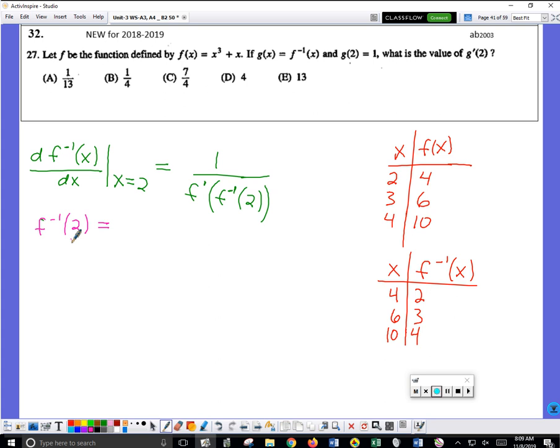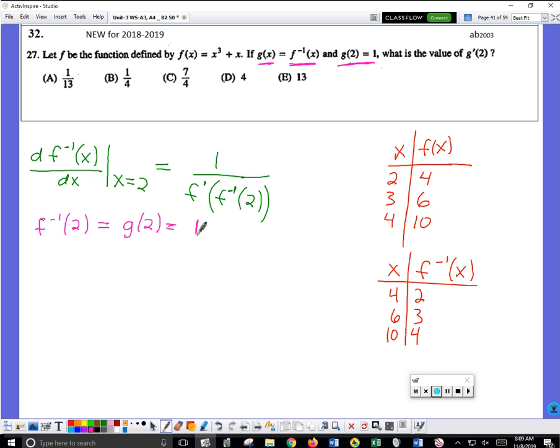Go, Sarah. It's good work. They told us that g of x, so g of any value, is exactly the same as f inverse of that same value. So if they're asking for f inverse of 2, that's the same as saying what's g of 2, and it states g of 2 is 1. It's just an exercise in reading the problem.